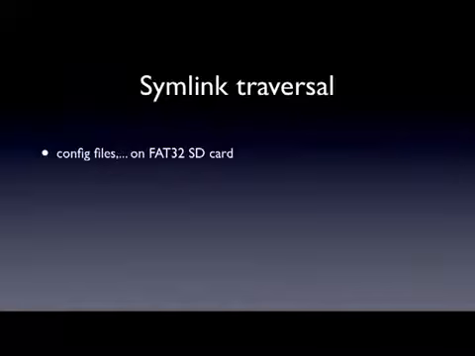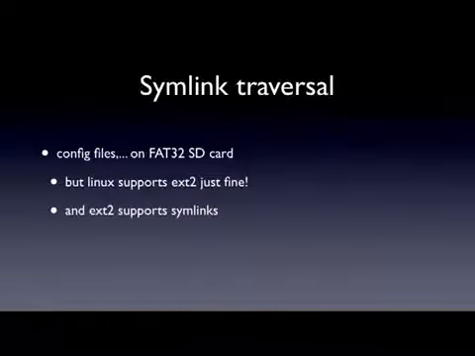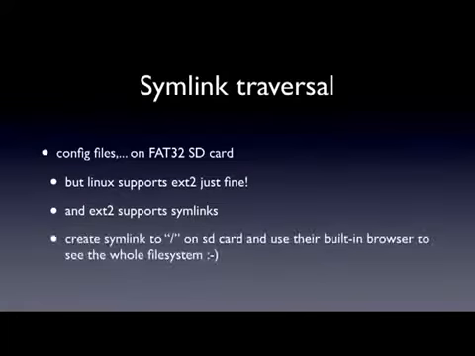But they're using Linux, and Linux supports ext2. So there's absolutely nothing that prevents me from reformatting my SD card and changing the file system to ext2. That doesn't gain me much, but I can create symlinks now. So symbolic links: I can modify the file system to, for example, create a folder that's a symbolic link to the root of the whole file system. Then I plug the SD card into my device, go to the file browser, click on my symlink, and suddenly I can see their whole file system.